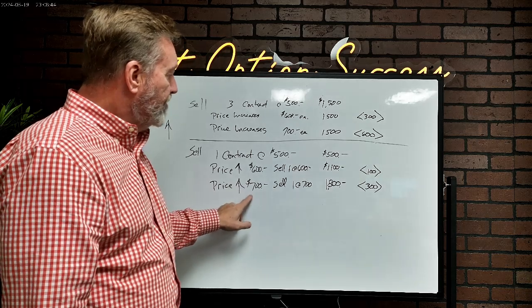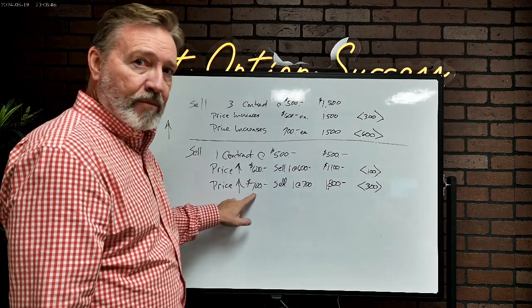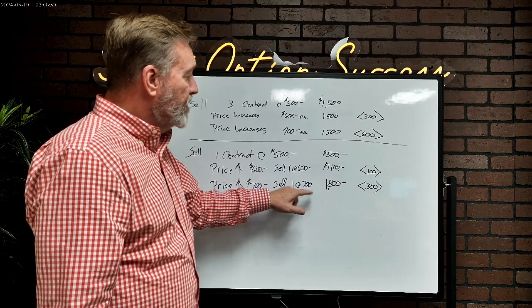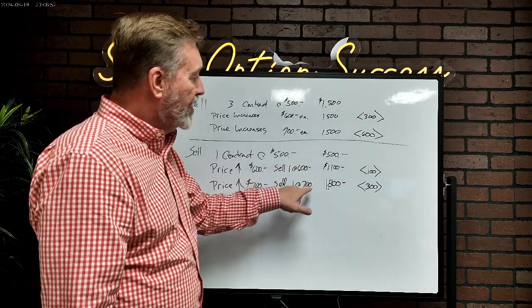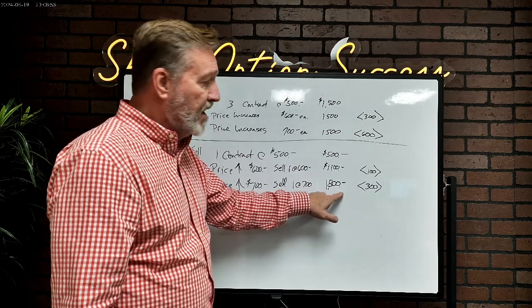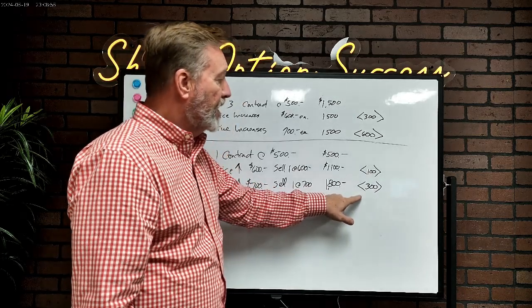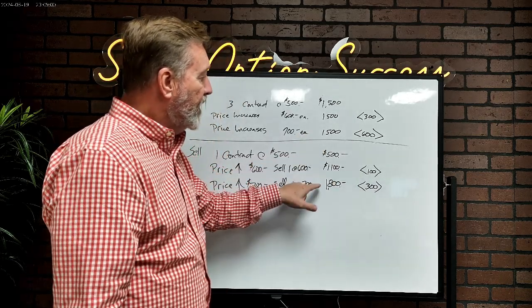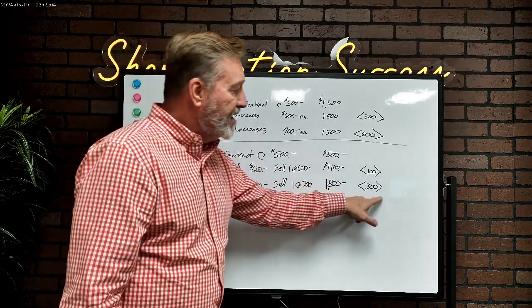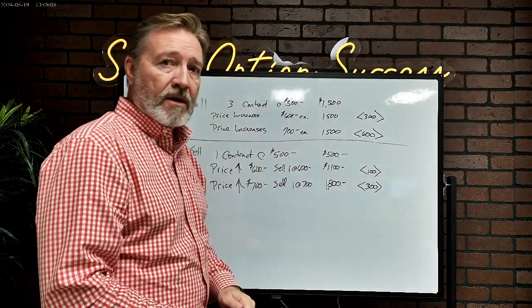Goes up one more time. I sell one at this higher price. One more at $700. So now I've collected 700 more, I've collected $1,800, and I'm only down $300. So I have $300 more in my account, and I'm not down as far as I was here.